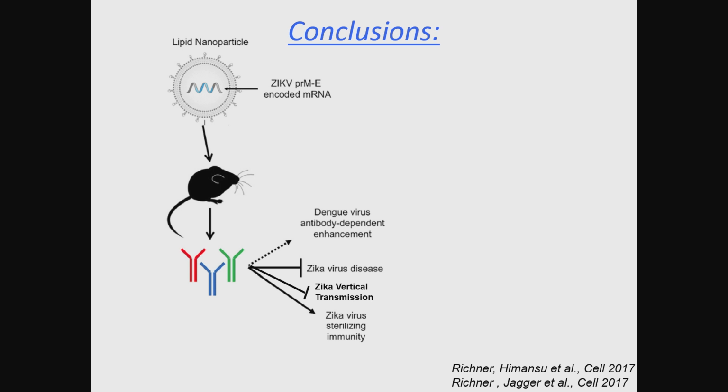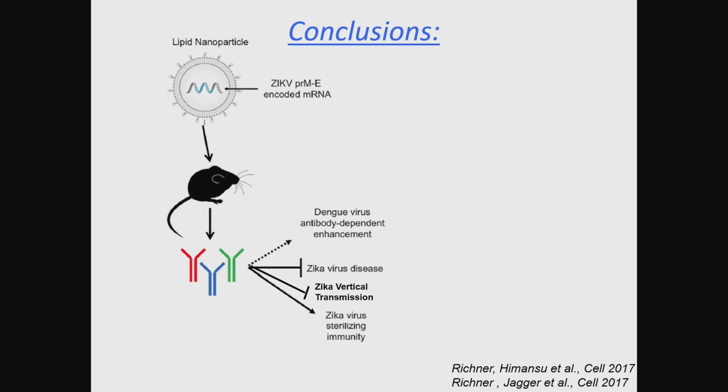So from this portion of the talk, we can conclude that we can generate a prM-E encoded mRNA vaccine against the Zika virus. We vaccinate mice, and we generate a polyclonal immune response. This polyclonal immune response can block Zika virus disease, we can block Zika virus vertical transmission, we can even induce sterilizing immunity, and there is some data I'm not going to go into today.